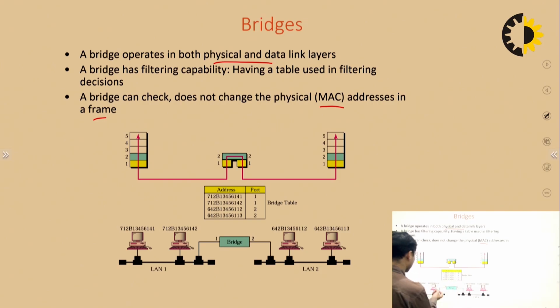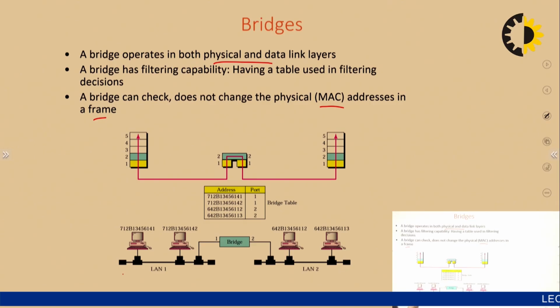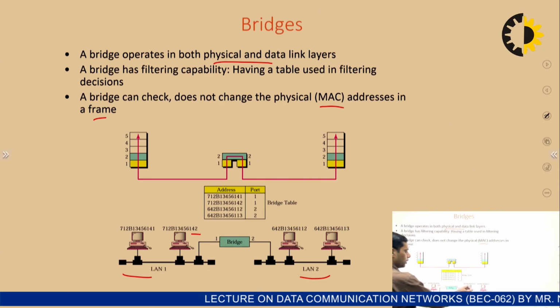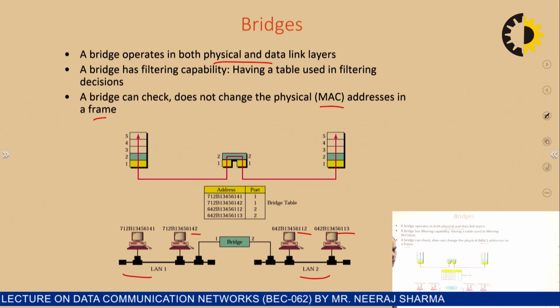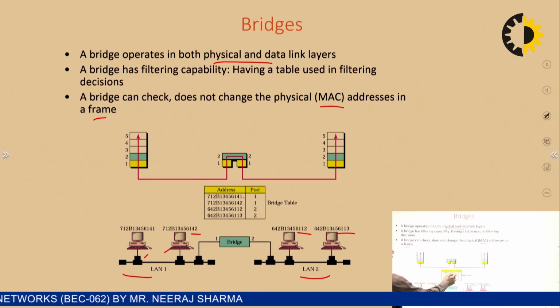You can see in this section below that LAN 1 and LAN 2 are connected with the help of this bridge. LAN 1 has two devices, with addresses ending in 141 and 142, and LAN 2 has the addresses 112 and 113. So at port 1, how many devices can be connected? At port 1, there are these two devices, and these are the addresses at port 1.